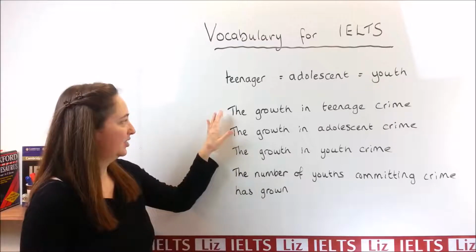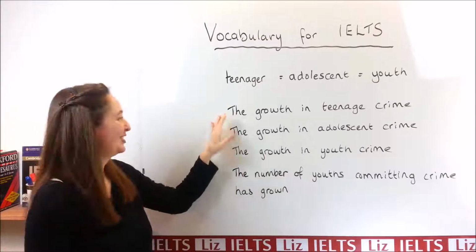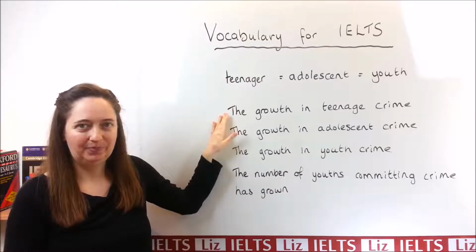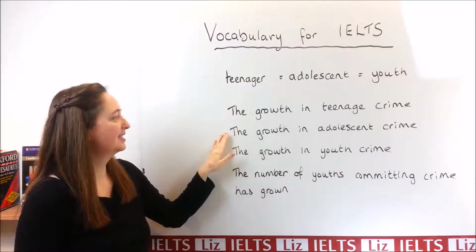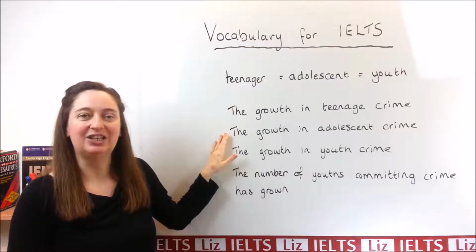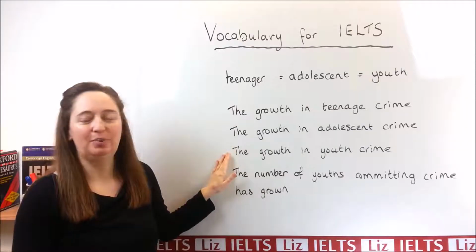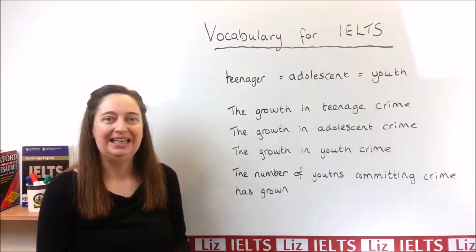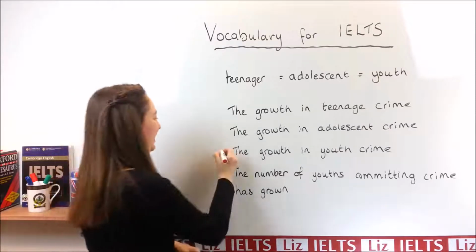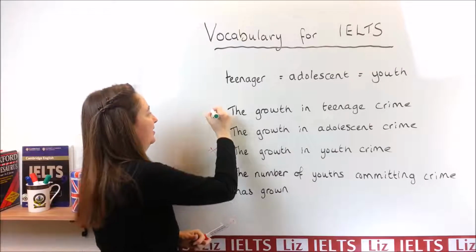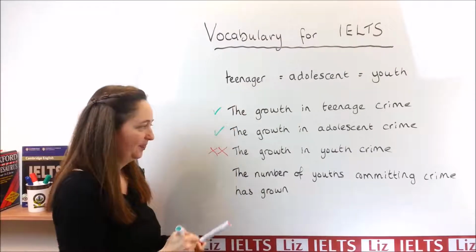So we've got the start of a sentence. The growth in teenage crime. This could be written as the growth in adolescent crime. But it cannot be written as the growth in youth crime. This is completely wrong. These are fine.